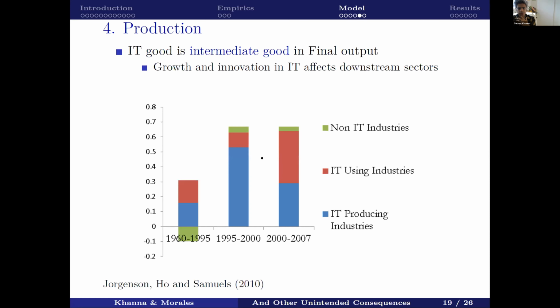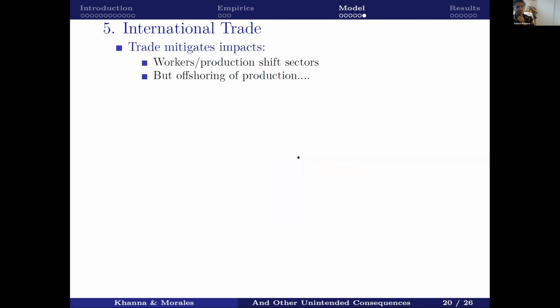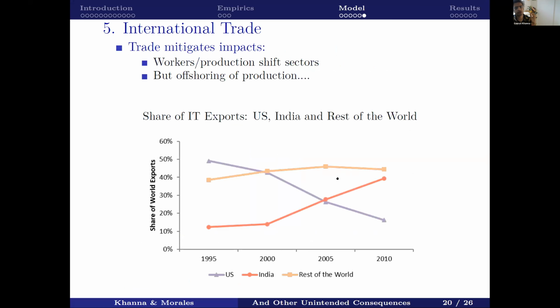And if you look at a lot of the more recent growth, it is not so much from the tech sector, though half of it is. A lot of it is actually driven by industries that use technology as an input into their production process. And then the last thing is international trade, which is quite important. I already showed you this graph, but it's important to capture the offshoring of production from the US to India. A lot of this production gets offshored.